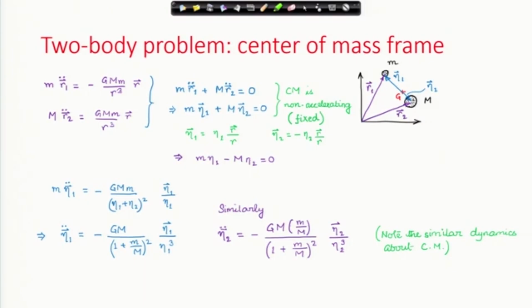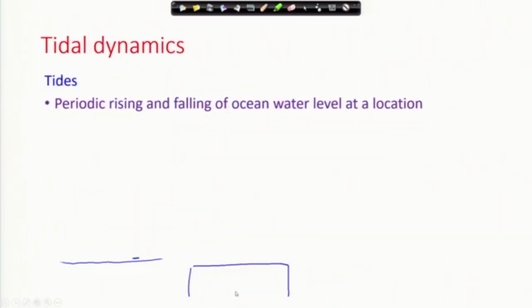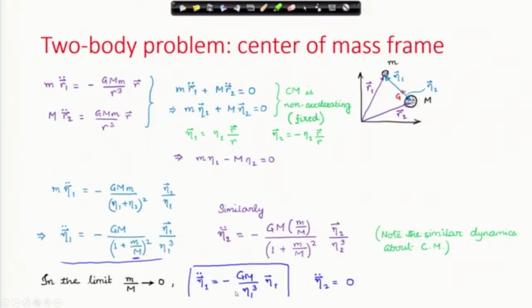Now, we can again ask the question, what happens if small m by capital M tends to 0? You will find that in the first equation, if small m by capital M tends to 0, this becomes 1 square, therefore I get this equation from the first simplified equation, and this coincides with the equation of the central force problem.